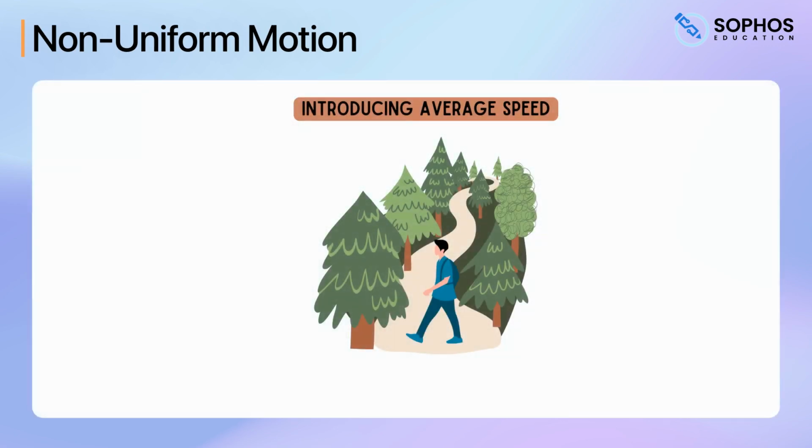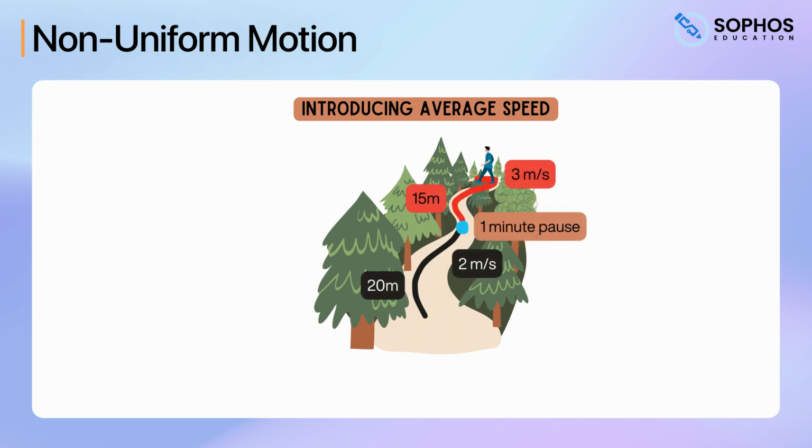Imagine you are walking from your house to the park. You begin by walking 20 meters at a speed of 2 meters per second. You then stop to tie your shoelace for 1 minute. After tying your shoelace, you walk another 15 meters at a speed of 3 meters per second to reach the park. As you can see, your speed throughout this journey varies a lot.